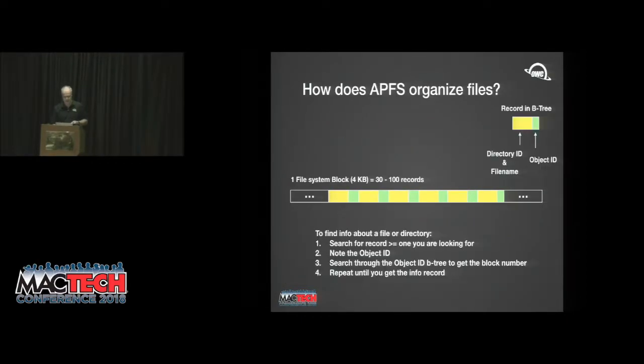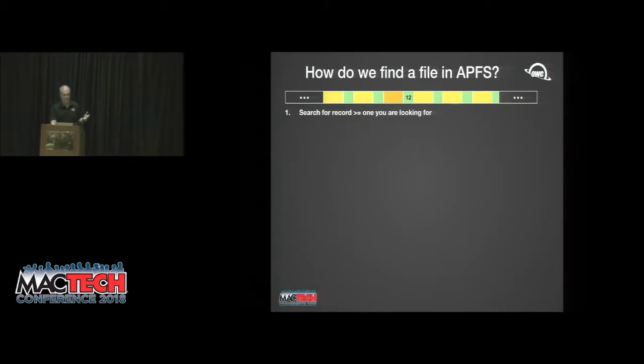With APFS, it's a little different, and the reason it's different is they don't actually have a block ID, they have an object ID. And the object ID is just an identifier that says, hey, I'm looking for this object. And every time they want to look for the actual block ID, they have to go into a whole separate B tree on the side and search through that B tree and get the block ID for the ID they're looking for.